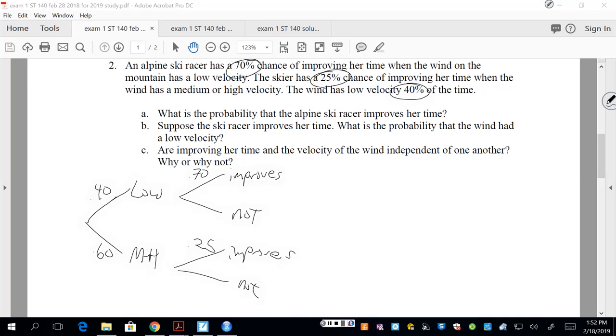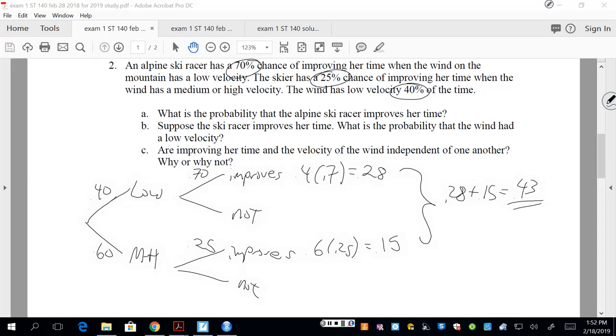Well, if you multiply these out, 0.4 times 0.7 is 0.28. And then on this lower half, 0.6 times 0.25, so a quarter of 0.6 is 0.15. Those are the two places where she improves. You add those together. So 0.28 plus 0.15 is 0.43, so 43% of the time. There's 25% here and 70% here, and it's almost an equal split, but a little bit more on the medium-high winds. So 0.43 is between those two.